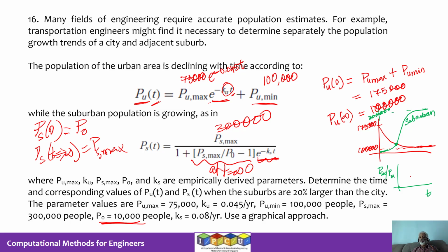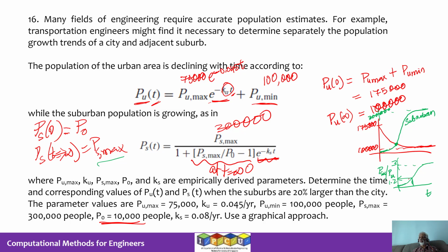So at time t equal to 0, PS, as we have noted, is P naught, which is 10,000. At time t equal to 0, PU is 175,000. So if you take the ratio, it will be 10,000 by 175,000 at the start. So it starts at a value like 0.06. 10,000 divided by 175,000 will be 0.06 roughly. Then at the end time, the suburban population will be 300,000, which is PS max, and the urban population will be 100,000. So this ratio will start from 0.06 and it will change and then it will reach a value of 3.